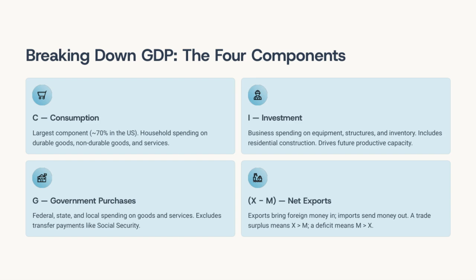growth down the line. Finally, household spending, or consumption, makes up the largest part of GDP, about 70% in the U.S. This includes spending on durable goods, non-durable goods, and services. It's the main engine of economic activity because when households spend, it fuels production and employment. So, by understanding these four components, net exports, government purchases, investment, and consumption, we get a clearer picture of how the economy functions and how different sectors contribute to overall growth.